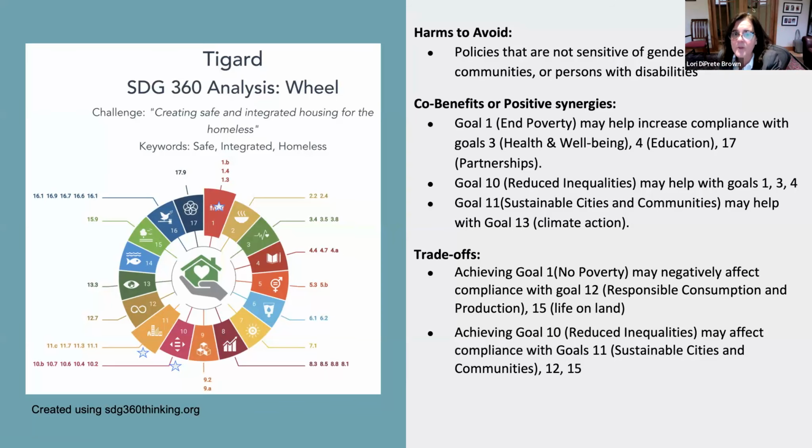It's going to help with health. It's going to help with ending poverty. There's so many synergies. Housing is a key nexus that we forget about. In fact, I think housing should be an SDG, but that's a whole other story.